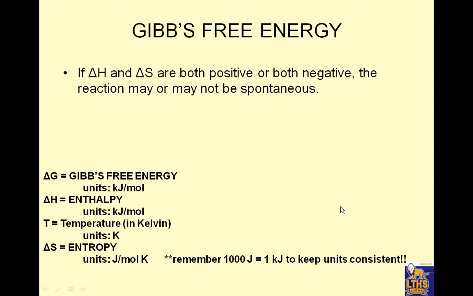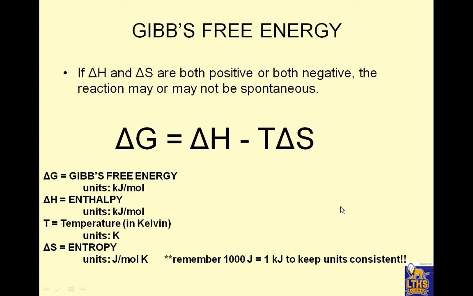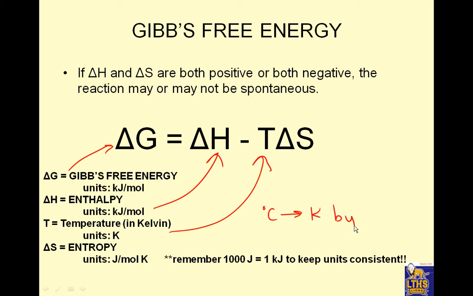If delta H and delta S are both positive or both negative, the reaction may or may not be spontaneous. So we can use this quantitative way to decide. What's the G? Gibbs free energy in kilojoules per mole. The H is enthalpy, kilojoules per mole. The temperature has to be in Kelvin. Degrees Celsius changes to Kelvin by adding 273.